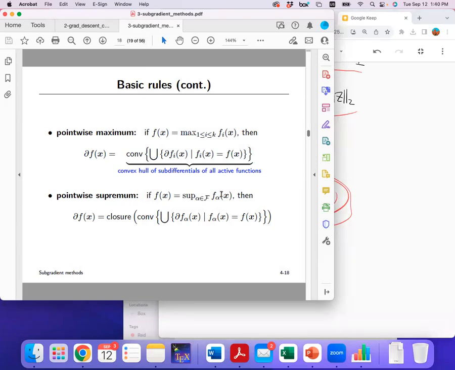And this pointwise supremum is exactly the same thing. Nothing different. But in the end, there's a closure outside. But okay, if you're not familiar with this operation, we don't have to worry about that. But they look pretty similar, right? Because this is the maximum among a finite number of functions. This is the supremum.